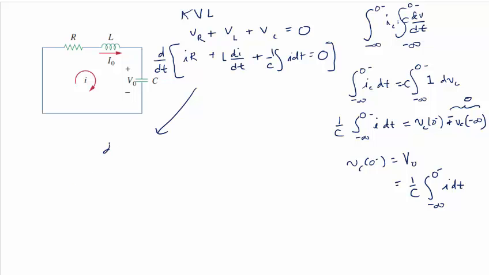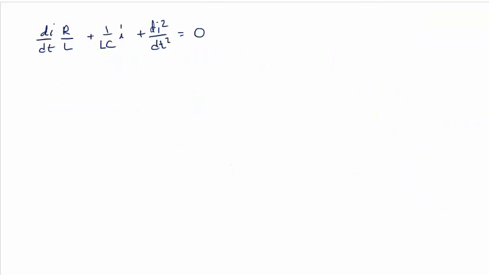So when I do that, I'll get d²i/dt² plus R over L times di/dt plus 1 over LC times I equals 0. So this is the equation that we need to find a solution for. I'll just move that to the next slide.